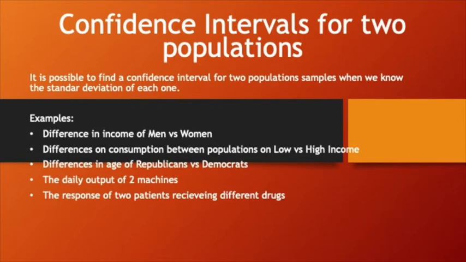It is possible to find a confidence interval for two population samples when we know the standard deviation of each one. For example, this is very useful when we are trying to compare the difference in income for a population of men versus women. Another example is when we are trying to analyze the difference in consumption between populations on low versus high income, differences in age of Republicans versus Democrats, the daily output of two machines, or the response of two patients receiving different drugs, different treatments. So there are a lot of uses of this measurement.